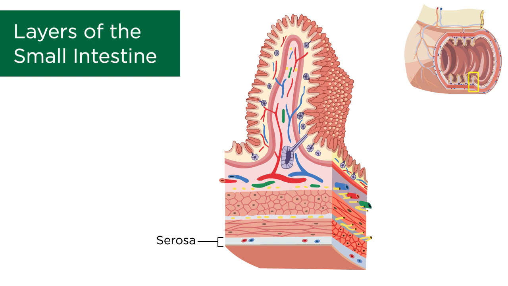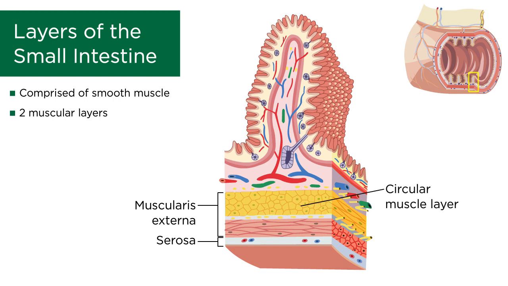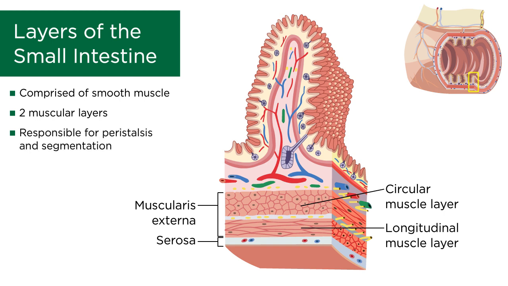The next layer, deep to the serosa, is the muscularis externa, which is comprised mainly of smooth muscle. There are two layers of this muscle within the small intestine, an inner circular layer and an outer longitudinal layer. The coordination of the contraction of these layers is very important in the movement of food throughout the tract, or peristalsis, as well as the processing and mixing of food with enzymes within the tract, which is known as segmentation.